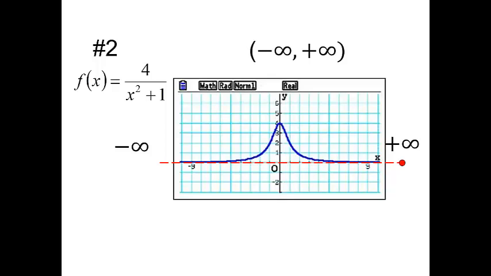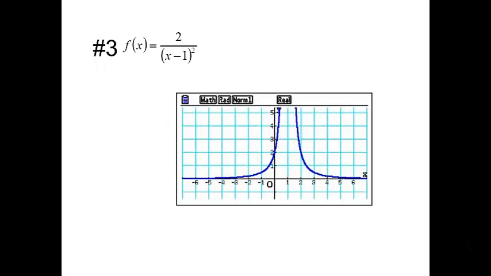Asymptotes, there's an asymptote right there on the x-axis, so y is equal to 0 is the horizontal asymptote. Vertical asymptote, there is no vertical asymptote. Number 3, what is the domain?